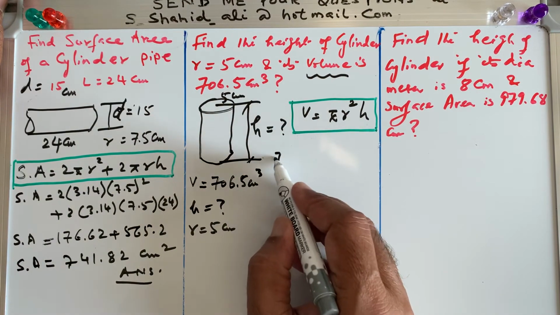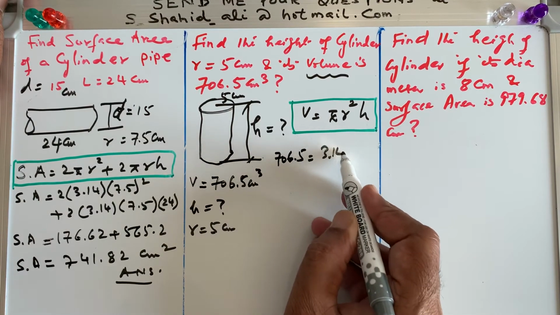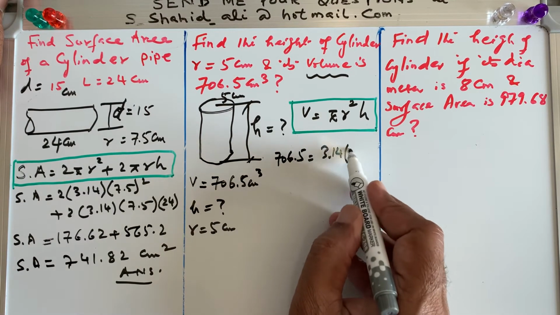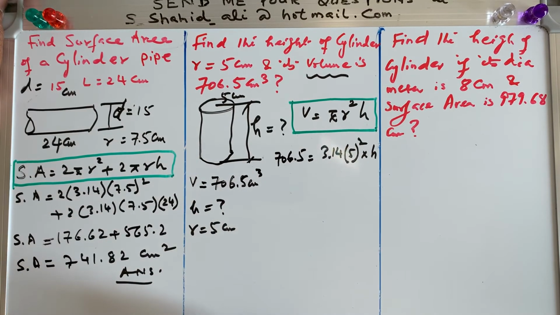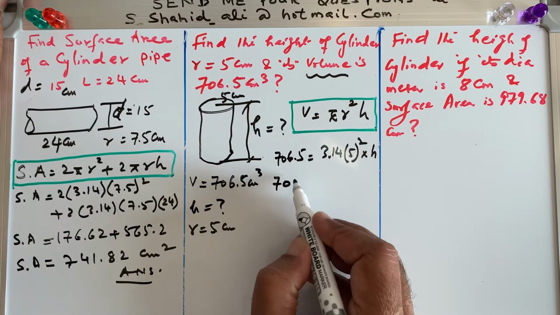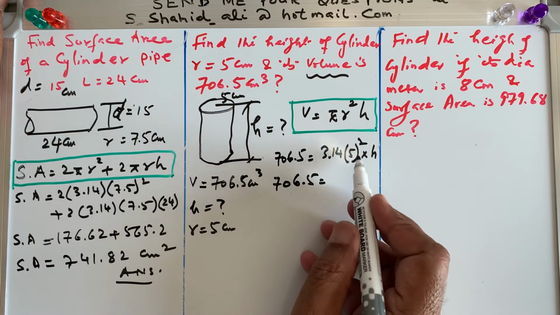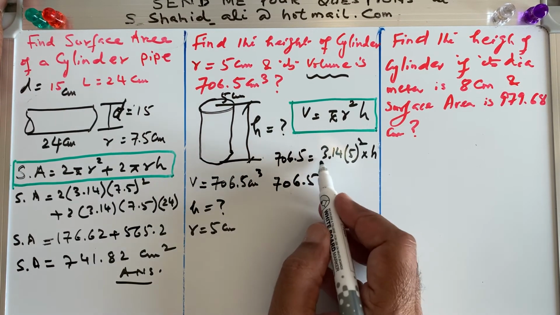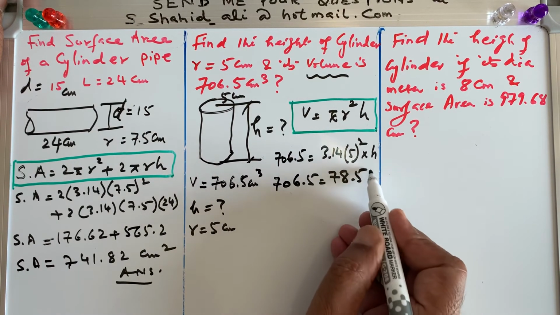So 706.5 is equal to 3.14 r square, that is 5 square, times h, and this h we need to find out. So we will shuffle the variables and the constants here and there, and then calculate our h. So if you calculate this portion, 5 times 5 is 25, 25 times 3.14 is 78.5 times h.